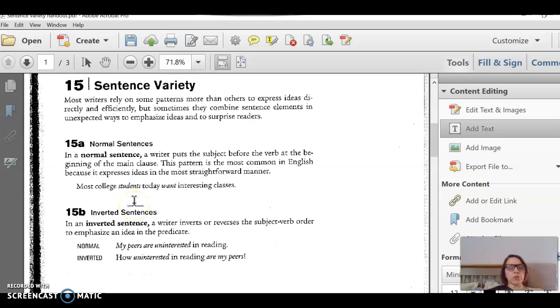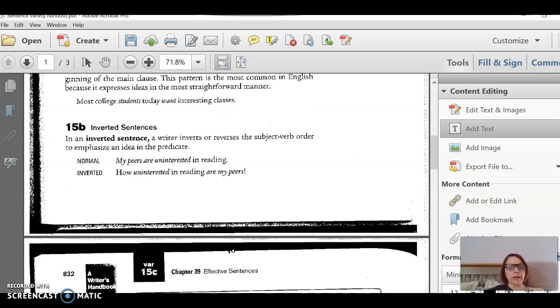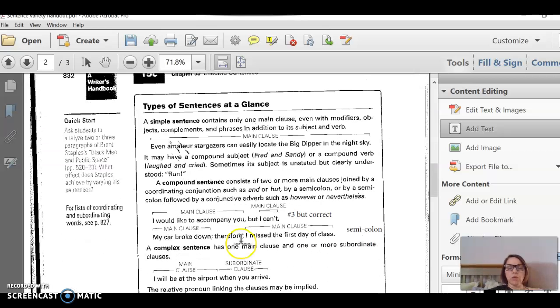So then it takes you through 3 different sentence types. The inverted, which means you're going to take your subject and your verb and you're going to put it at the end of your sentence. Okay? So I'll show you some examples in a minute. Then the handout has types of sentences at a glance. And I've added some notes in here.